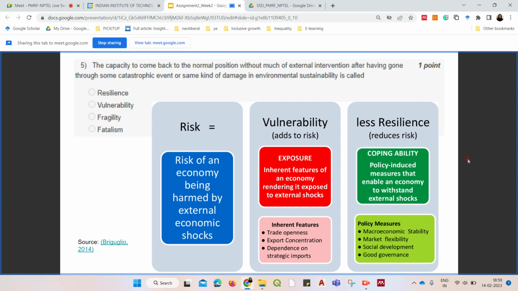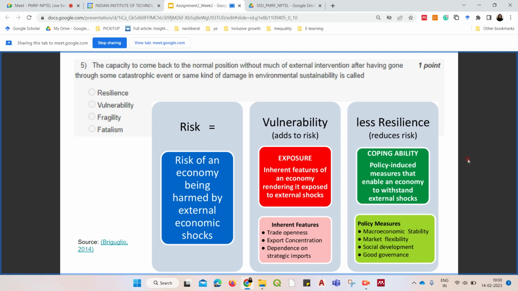Risk is the chance of any economy or any other system being harmed by an external shock or some kind of stress. Shocks are sudden events of disturbance, and stresses are not sudden events but gradual, slow-moving disturbances or negative impacts on any kind of system.